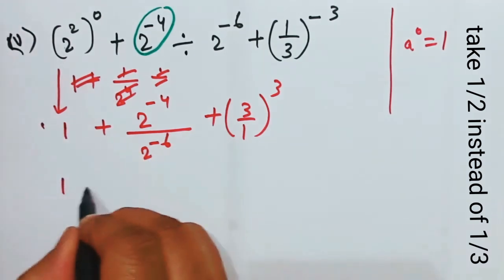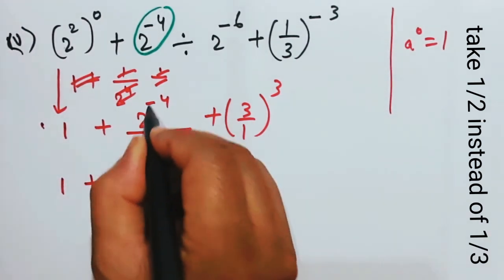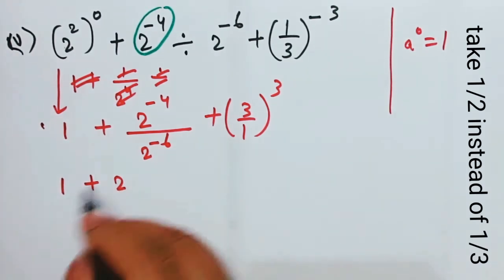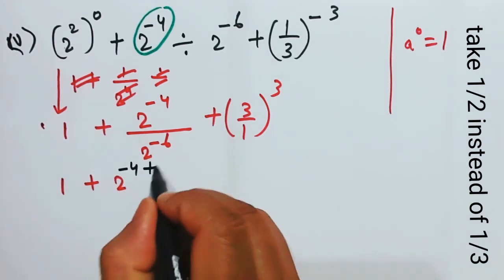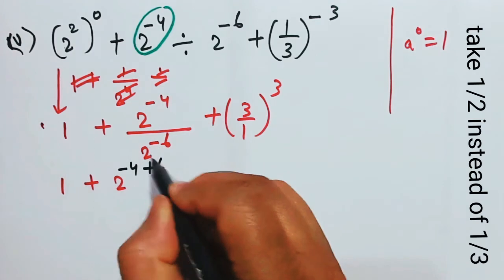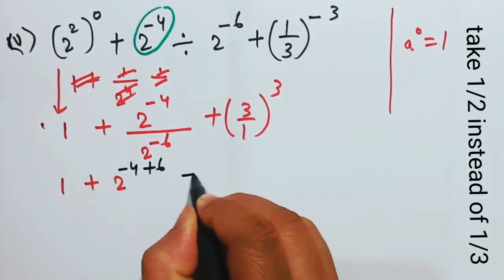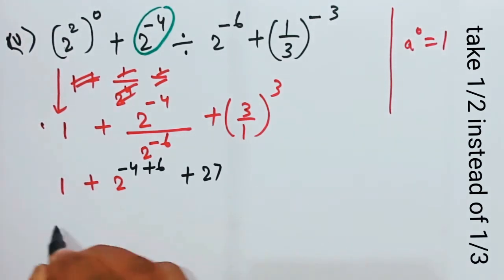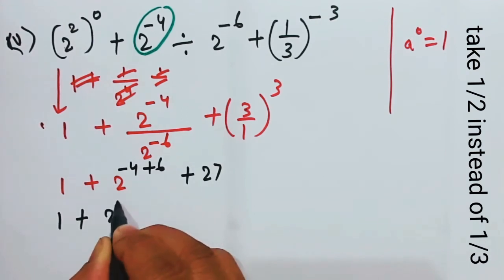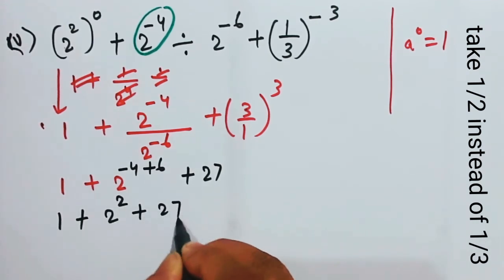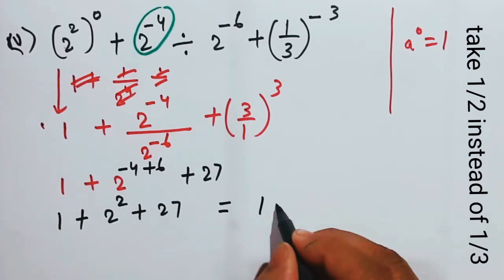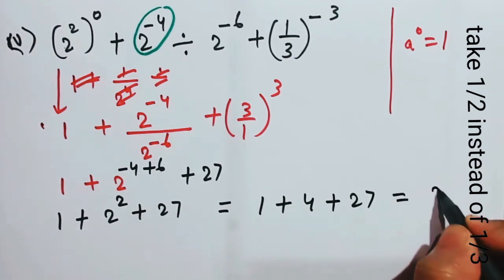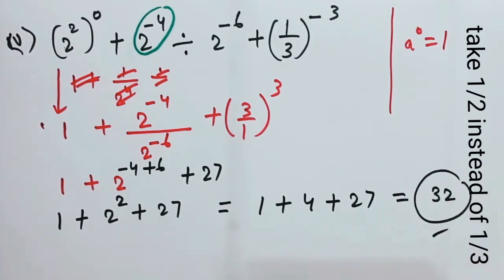So 1 plus 2 to the power minus 4, minus 4 plus 6, because you are taking the denominator up to the numerator, plus 3 cube will give you 3 3s are 9, 3 9s are 27. So 1 plus 2 to the power 2 plus 27 will give you how much? 1 plus 4 plus 27 is equal to 32 is your solution.